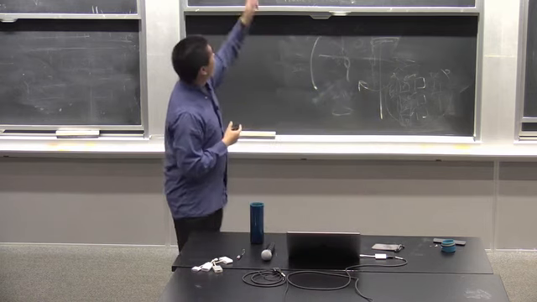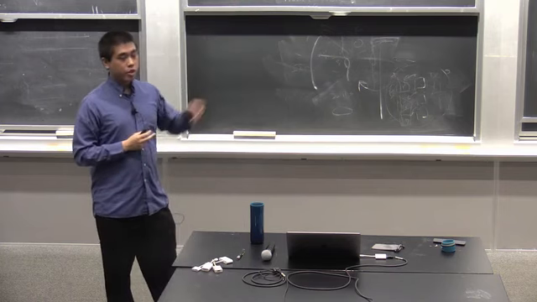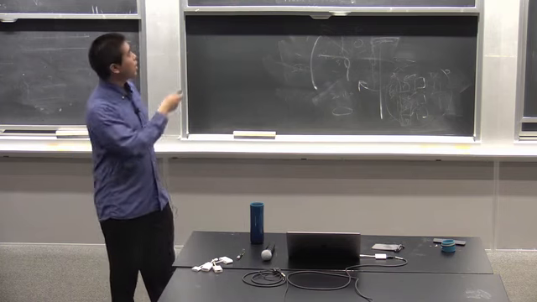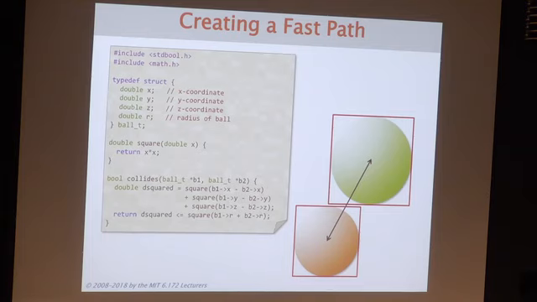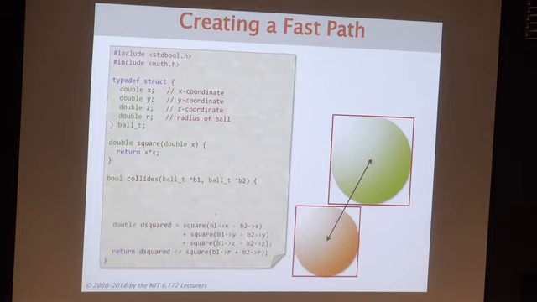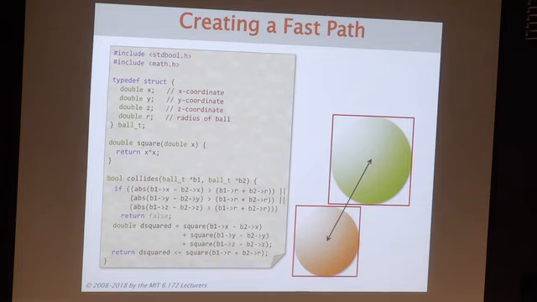And one fast path check for this particular program is you can check whether the bounding boxes of the two balls intersect. If you know the bounding boxes of the two balls don't intersect, then you know that the balls cannot collide. If the bounding boxes of the two balls do intersect, well, then you have to do the more expensive test because that doesn't necessarily mean that the balls will collide. So here's what the fast path test looks like.